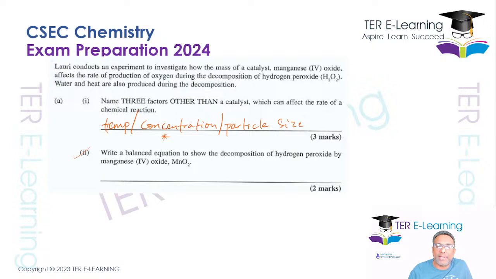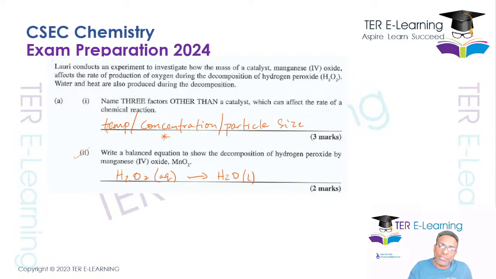The next part here, they want a balanced equation to show the decomposition of hydrogen peroxide by manganese 4 oxide. By the way, if you do get an exam question where they ask you to describe how to prepare oxygen gas in the lab, it's basically the decomposition of hydrogen peroxide. So hydrogen peroxide has a formula given by H2O2 aqueous, and that decomposes very quickly when you add manganese dioxide. So we're going to get 2 products here. You're going to get H2O liquid.